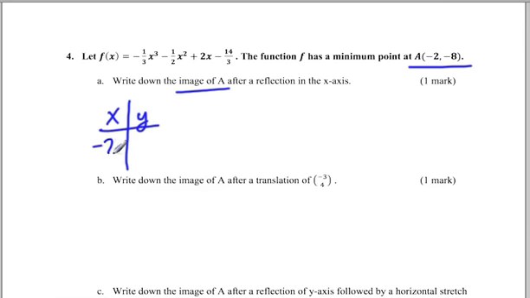So this is simply negative 2 and negative 8, right? And now they've said the image of a means after you've done some sort of transformation, that's what the image of a will be. And there's a reflection in the x-axis.